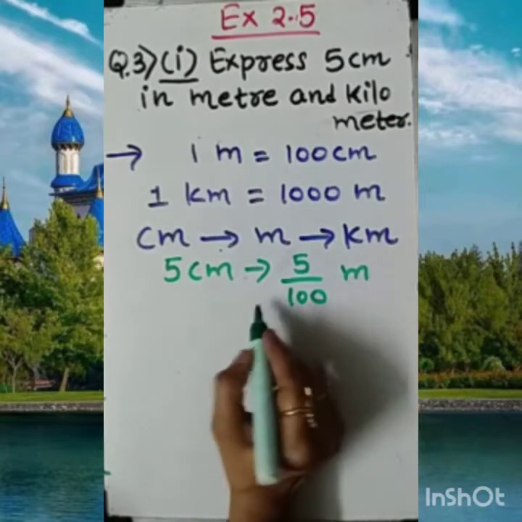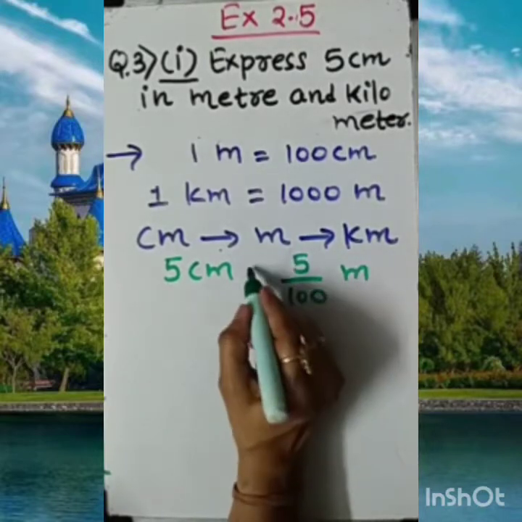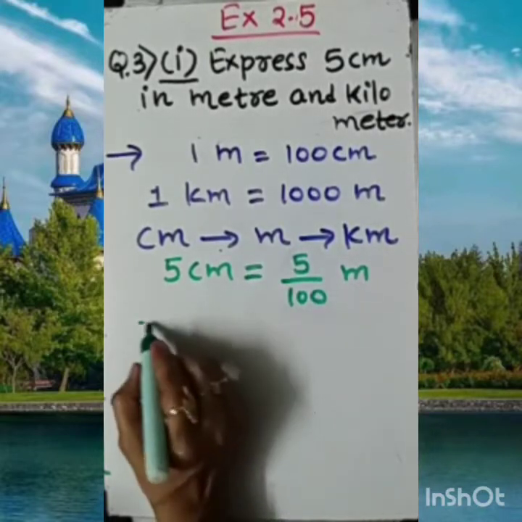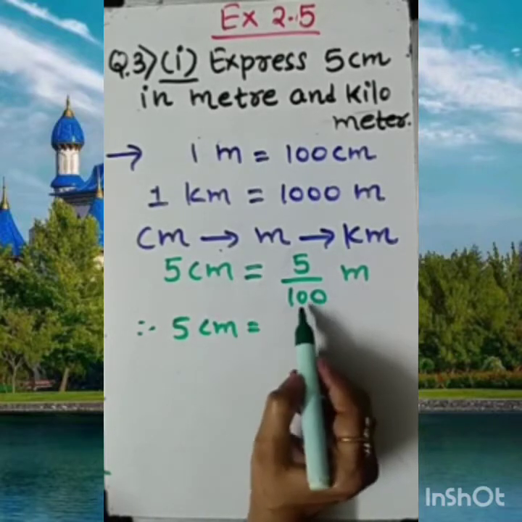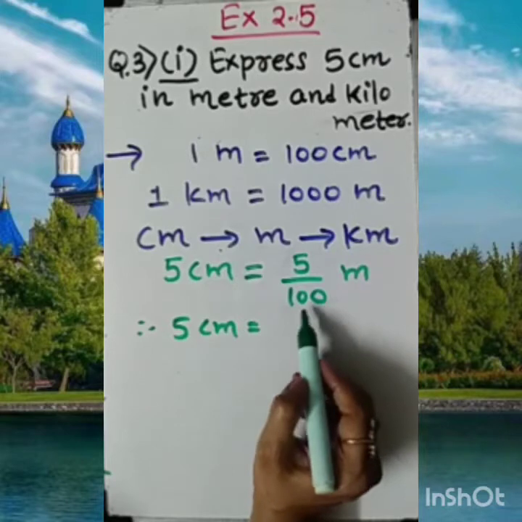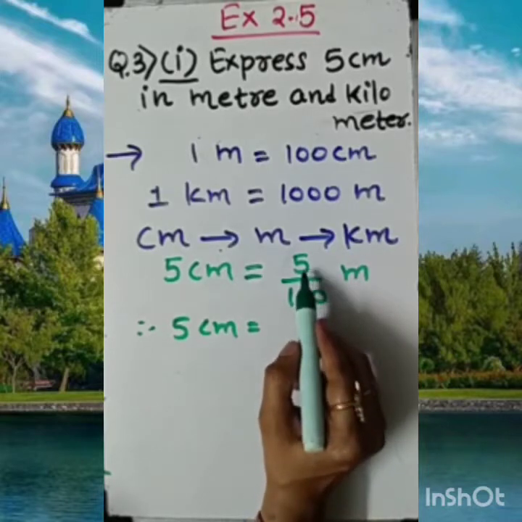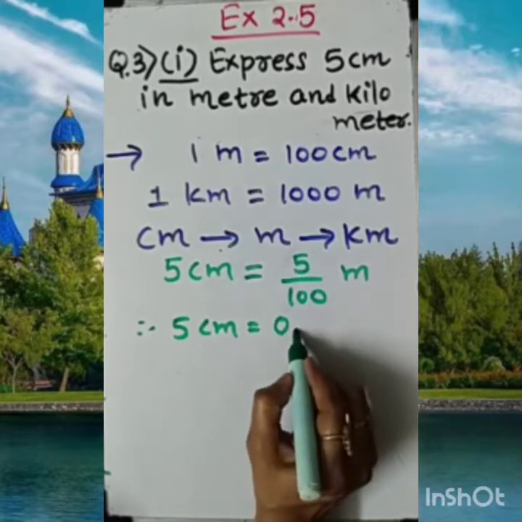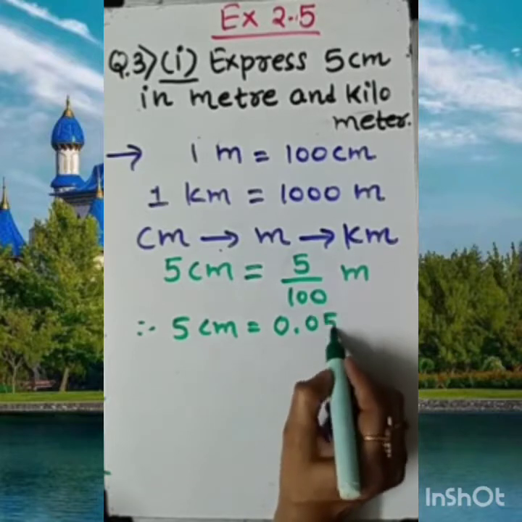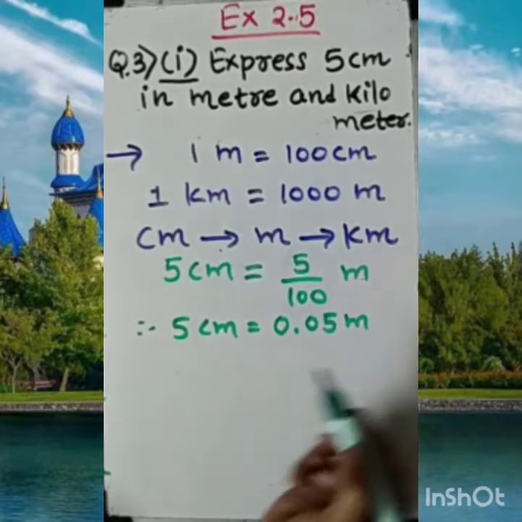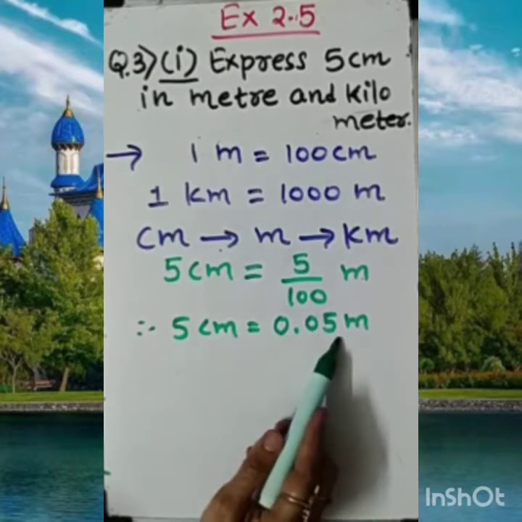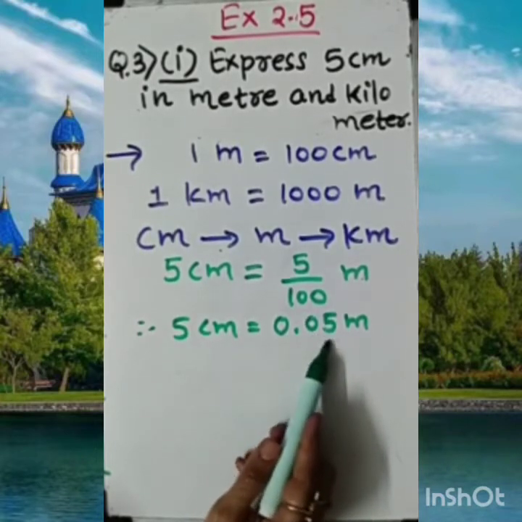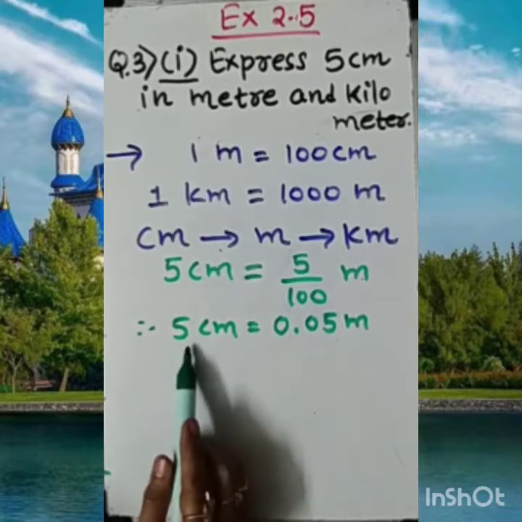Okay, and as you know, 5, if I divide with 100, then 5 centimeter, its value in meter will be, we need to shift 2 digits. Because of 100 we need to shift 2 digits, so we will have 0.05 meter. You can see here it will be 0.05. I need to shift 2 digits here. Please, once again I am explaining.